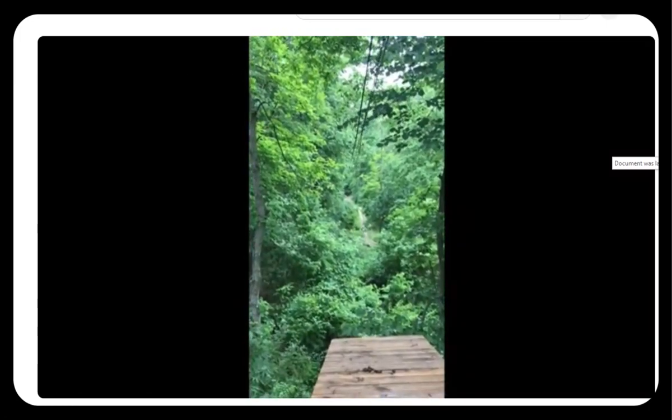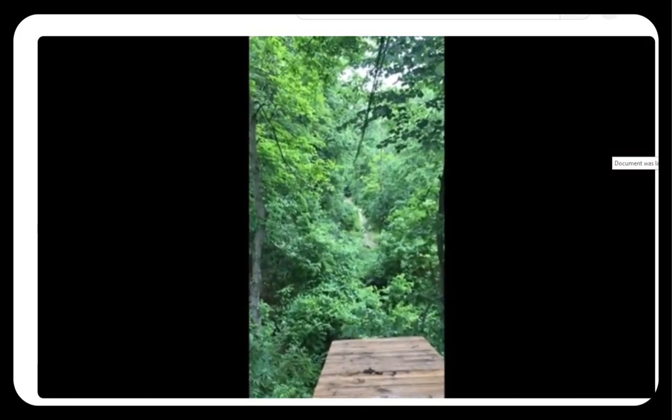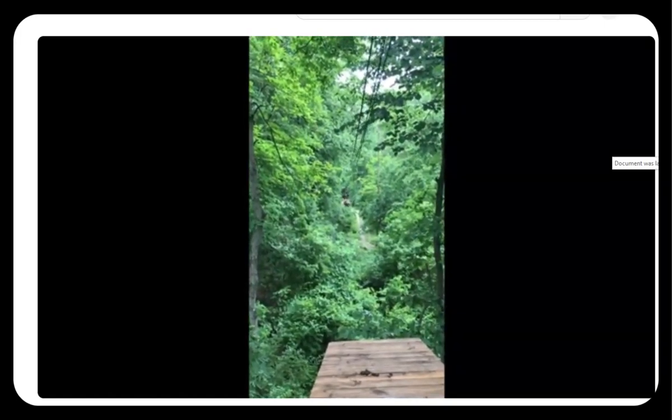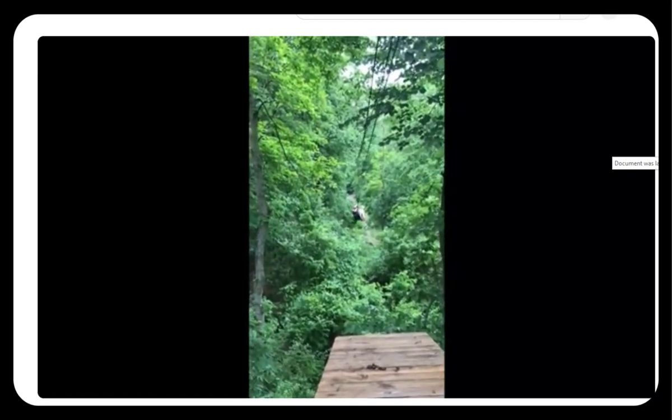I'm not trying to do a backflip off it. Notice how the guide is not even listening to the zipliner coming down. It's not gonna feel good if I miss that. Not even paying attention.